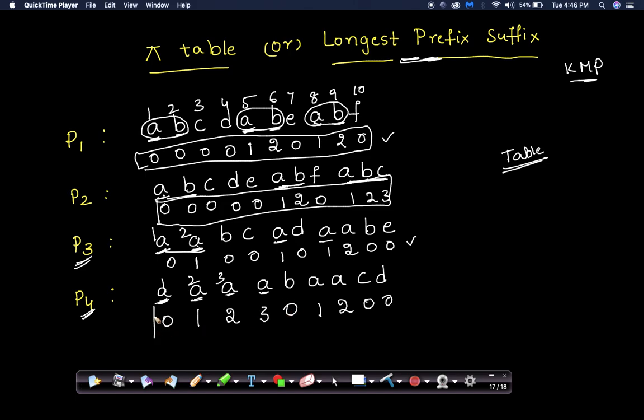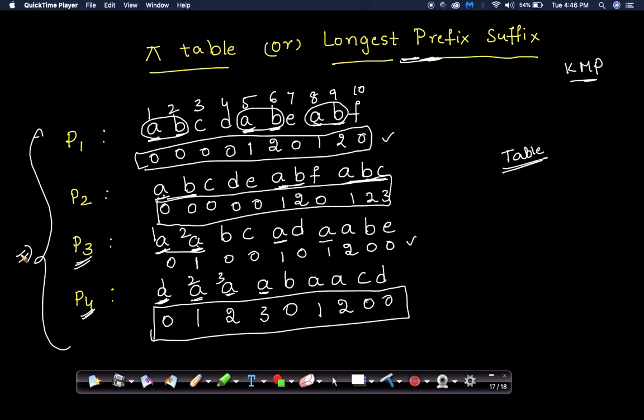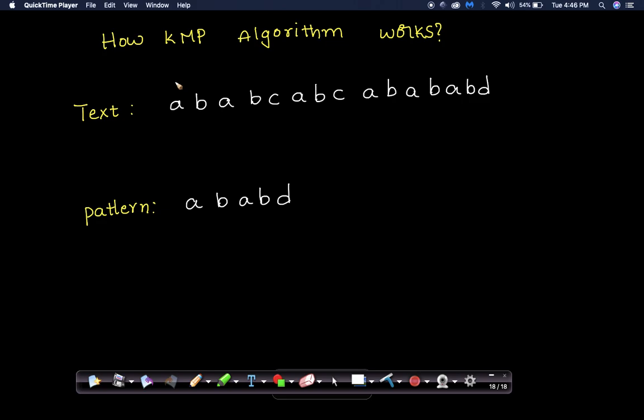Okay, this is the way of constructing a longest prefix suffix table, or a pi table. I hope you understand this. With this many examples, I hope you understand how to construct a pi table. Now we'll go back to the actual algorithm proposed by KMP.